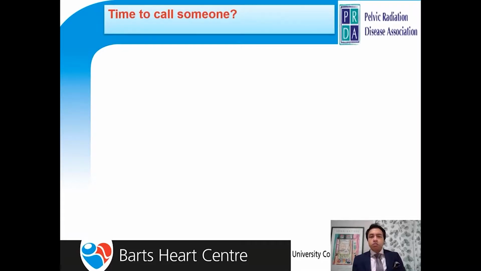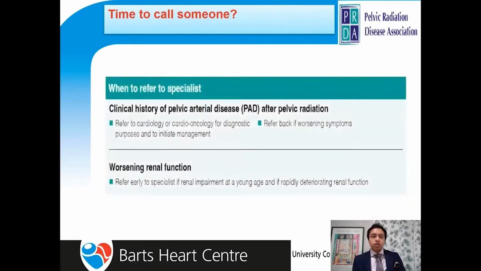One of the important points highlighted by the toolkit is that there is help at hand from specialists. So if this is suspected, cardiology or cardio-oncology are the groups of specialists who should be involved in the patient. They can help make the diagnosis and also involve other appropriate specialists if required, such as vascular surgeons. For renal dysfunction, the role of the cardio-oncologist is to help identify this and initiate the treatment, and if there is a worsening of the situation, other associated specialists such as a nephrologist may be required.